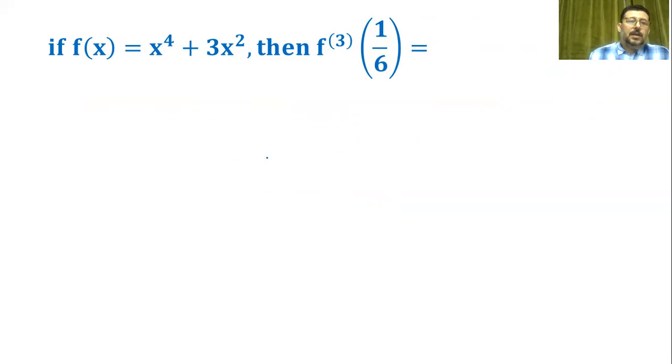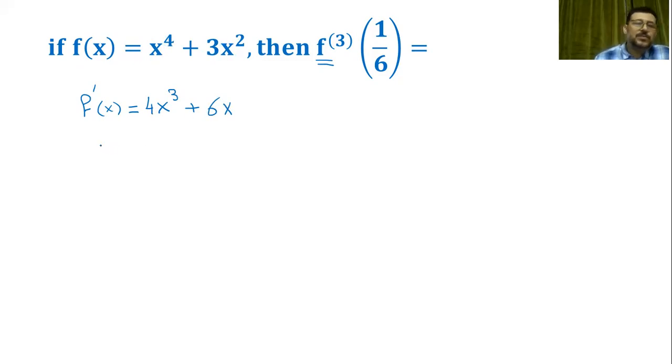This question: if f of x equals x to the power 4 plus 3x squared, then f triple prime of 1 over 6 equals, I don't know. This is the third derivative. So from f of x, first step, I'll get f prime. F prime of x is 4 times 1, 4, x to the power 4 minus 1 is 3, plus 3 times 2, 6, x to the power 2 minus 1, 1. This is the first derivative.